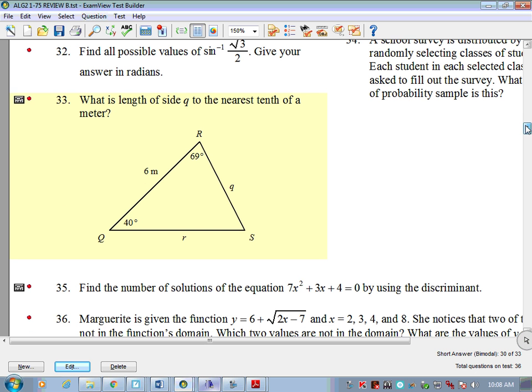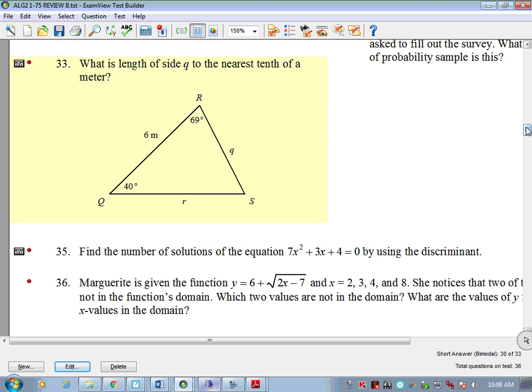All right, number 3. What is the length of side Q to the nearest tenth of a meter? The length of side Q. I'll give you a hint. It's going to be a law of a trig function. But we have to determine, is this going to be law of sine or law of cosine? Law of sine. Okay, so you guys are fairly confident about that.